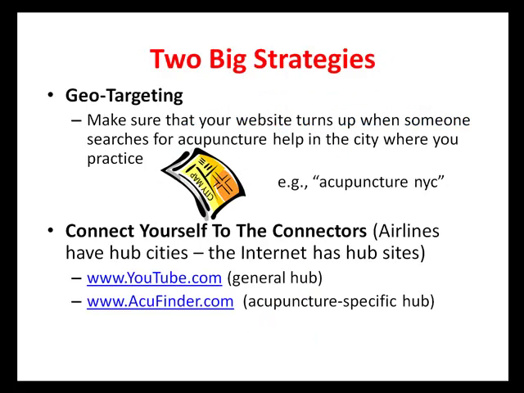What are two big strategies to try to get found and to find potential clients? One of them is geo-targeting, which is basically to make sure that your website will turn up in a search if someone is looking for acupuncture or an acupuncturist in the city where you practice. So for example, the phrase acupuncture NYC or acupuncture Atlanta or acupuncture Seattle.